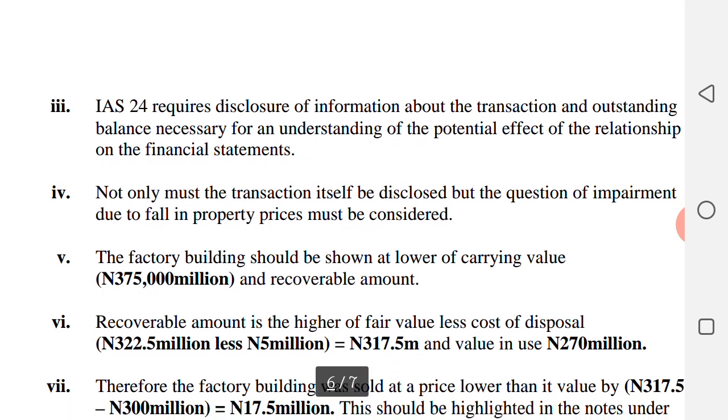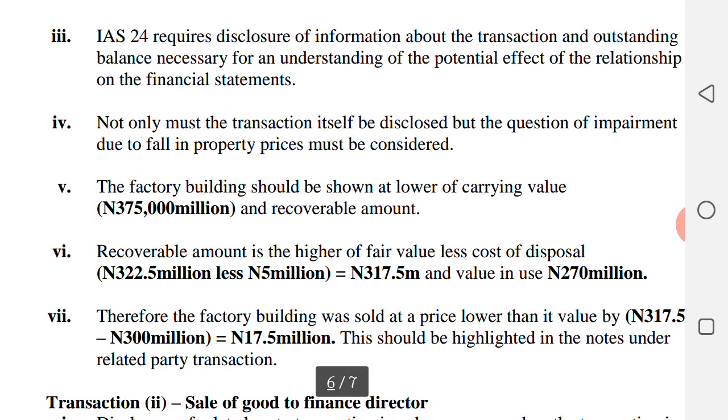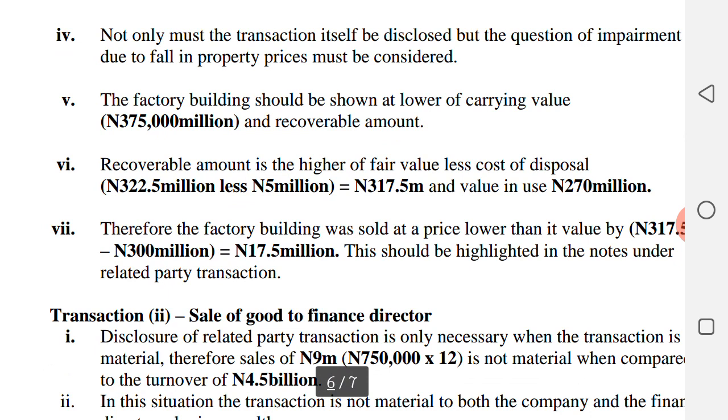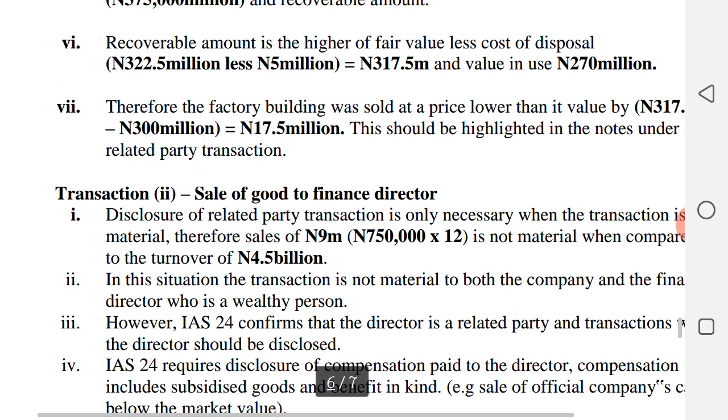IAS 24 requires disclosure of information about the transaction and outstanding balances. These are the figures that should be disclosed. Tell them that the carrying amount of the building is 370 million, the recoverable amount is 317 million 500,000, and the amount sold was this, which is lower than the recoverable amount. So it's different. These are the outstanding balances that should be highlighted.